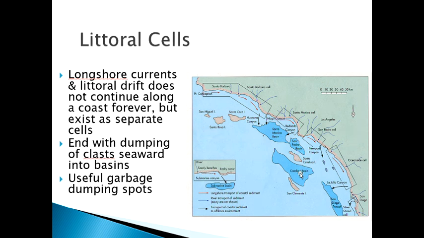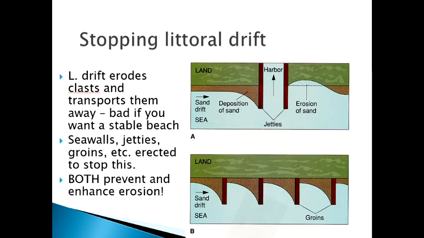The Californians use this for convenient places to dump their garbage at sea, because if you dump your garbage where these down black arrows are shown, that water is going to flush that garbage away from the land out to sea and take it down to depth. How do we stop littoral drift?